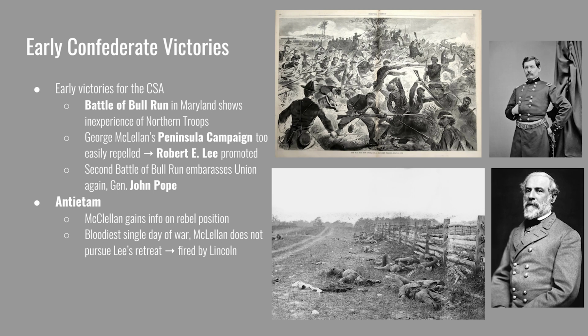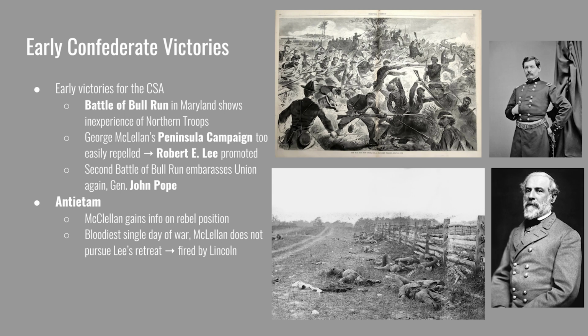The Union general, John Pope, is in charge and marches his troops into an ambush. Pope is relieved of his command and his troops are merged with the larger Army of the Potomac led by McClellan. It's not until Antietam that the Union gets some semblance of a victory. McClellan happens upon information on the Confederates' position. McClellan has every advantage imaginable, more troops, more weapons, and the element of surprise.